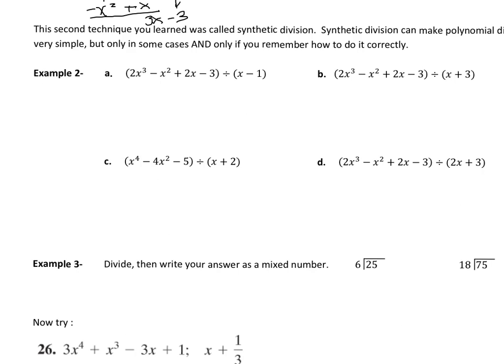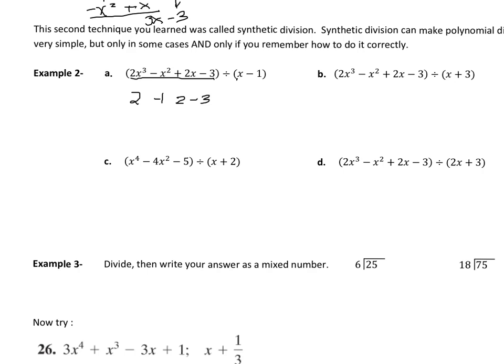Okay, so now we've got the exact same problem, right? Now here's what we're going to do. The first thing is we're going to take the polynomial that we're going to divide into, and write it down without the variables. So we're just going to write the coefficients down: a 2, a negative 1, a 2, and a negative 3.